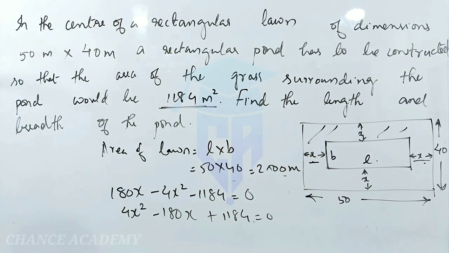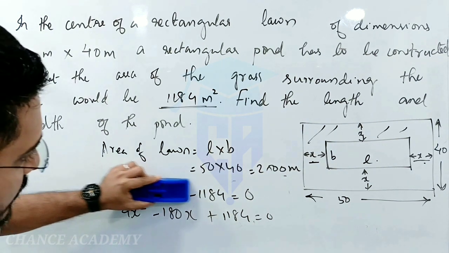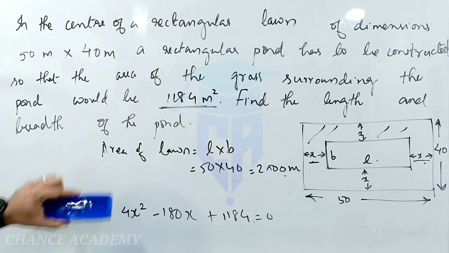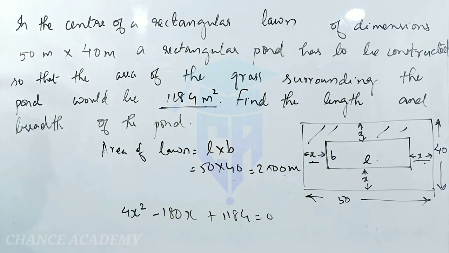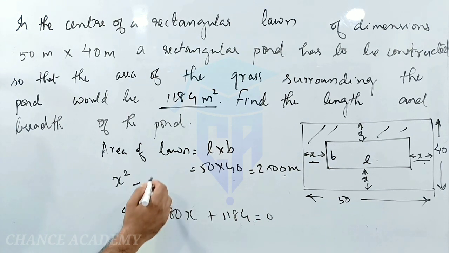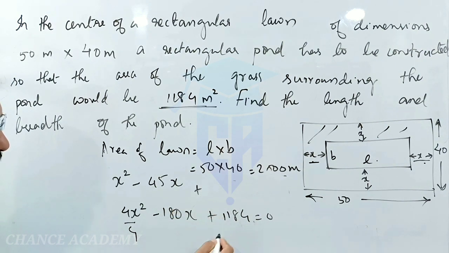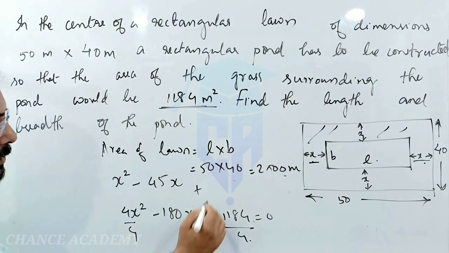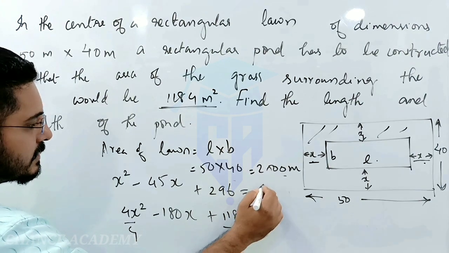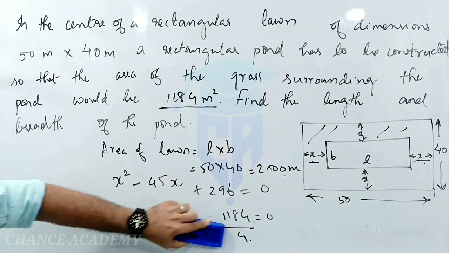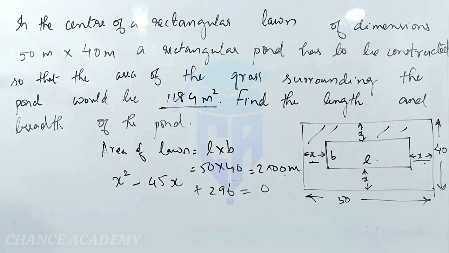And all these numbers are divisible by 4. We can simplify the given quadratic equation so that it reduces the coefficients. On dividing by 4 throughout, this gives x square minus 45x plus 296 is equal to 0, since 1184 divided by 4 gives 296. Now you have a simplified quadratic equation, and from this you will get the value for x.